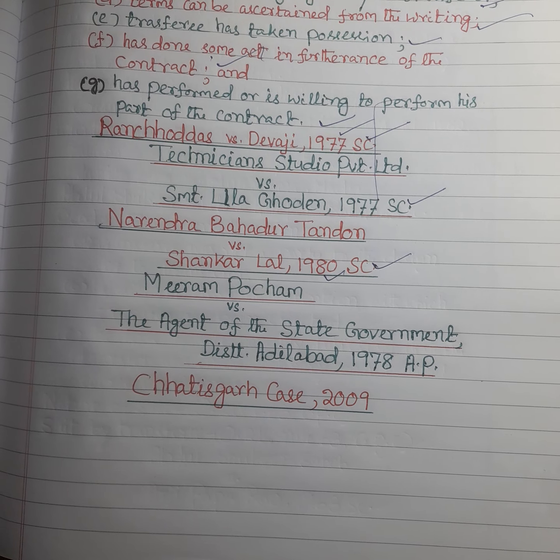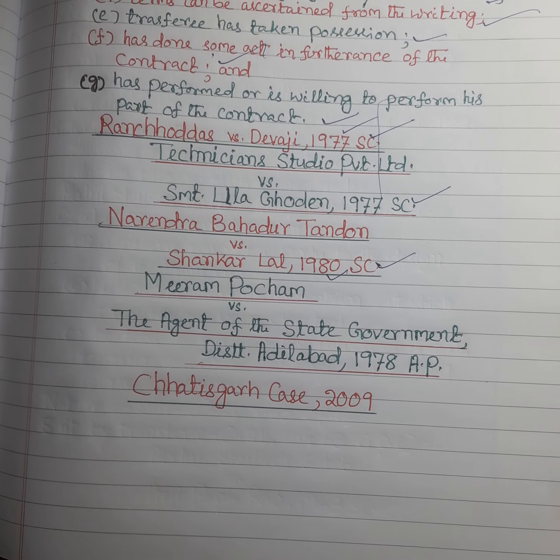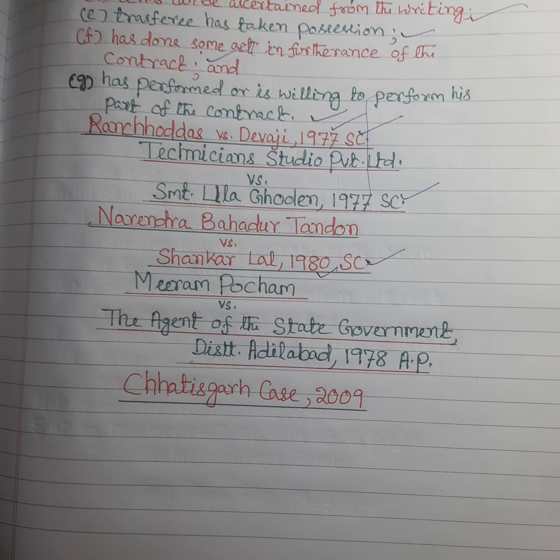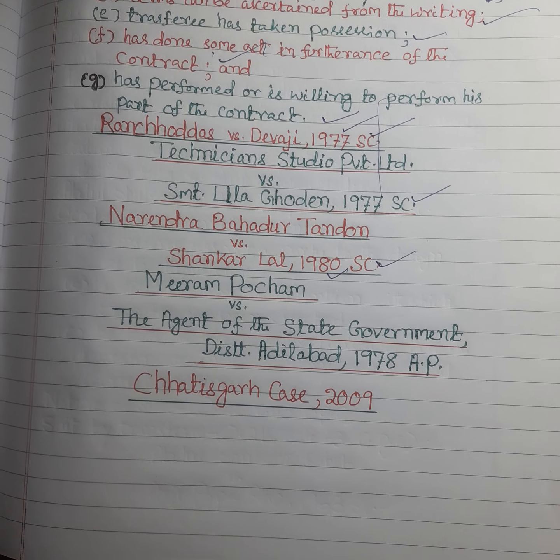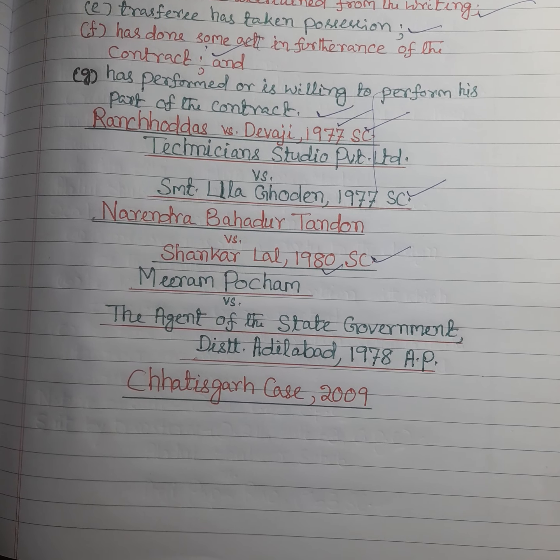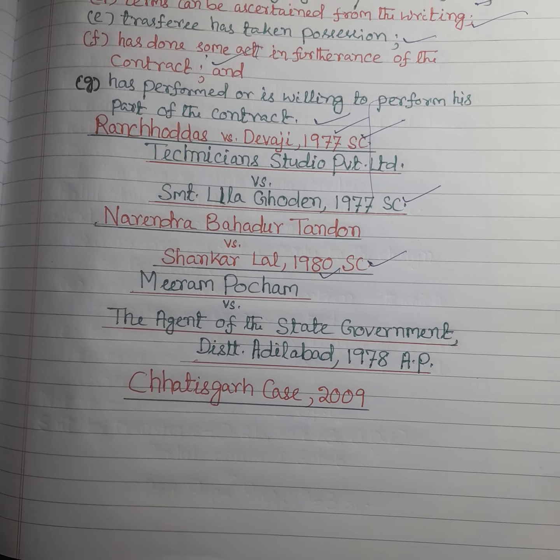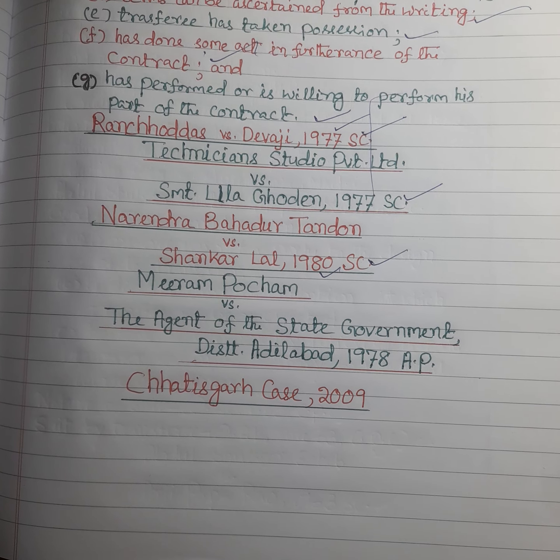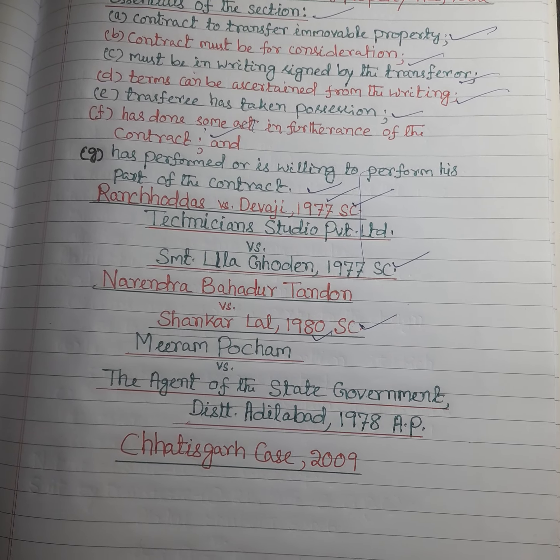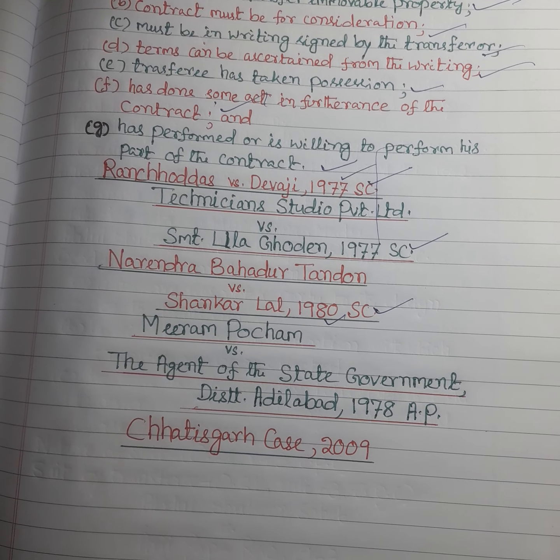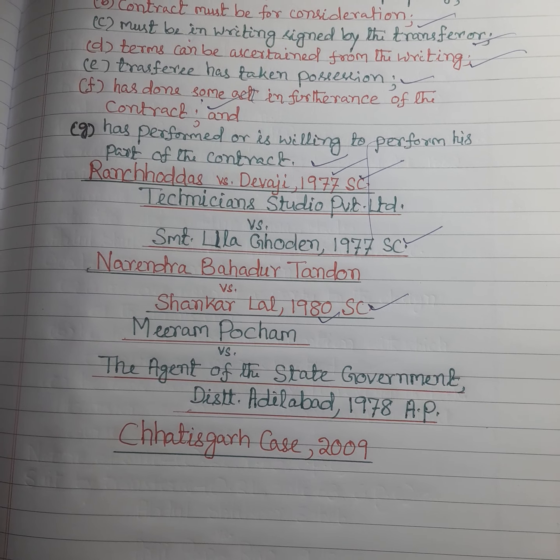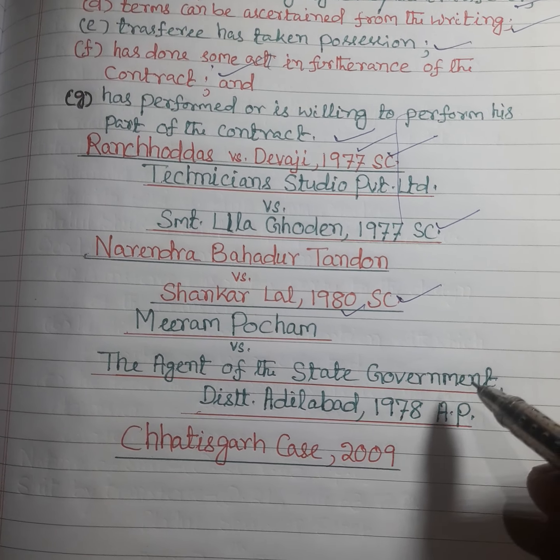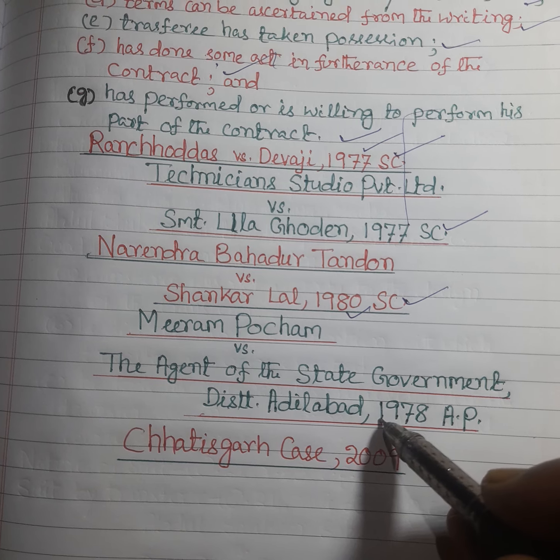The act of the defendant inevitably suggested the conclusion that the defendant must have a contract giving him some interest in the property. And the second one, A agrees orally to give his motor garage on 20 years lease to B. A lets B be in possession. Delivery of possession is an act of part performance. So, in that connection, also we would like to discuss some other important leading cases. So, one is Miram Pucham versus the agent of the state government, District Adilabad in 1978.